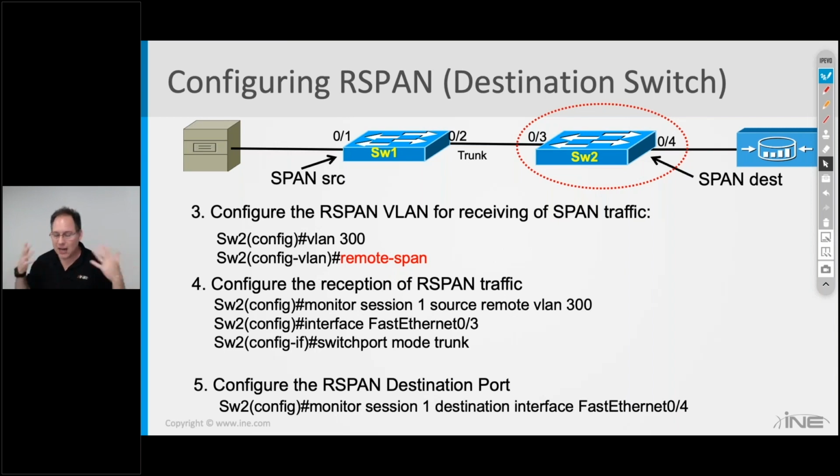It doesn't. And actually, Cisco documentation will tell you, if you've got 3, 4, 5 switches all in a row, they all have to have the VLAN and they all have to know it's an RSPAN VLAN. Architecturally, I don't understand why that is the case.